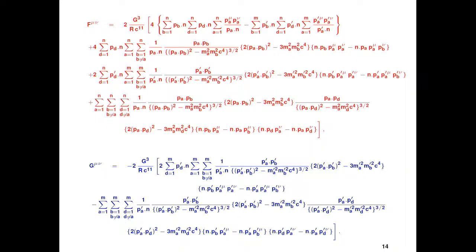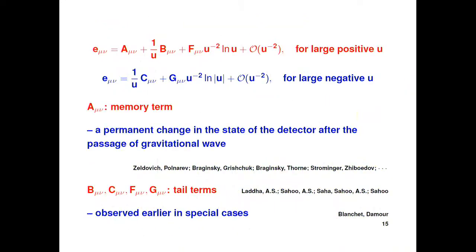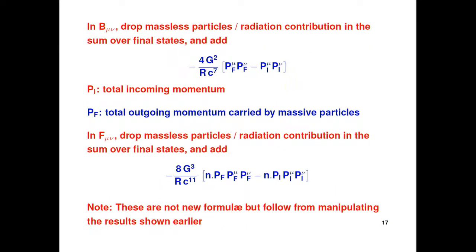Now of course you will make an error, but it seems that there is a simple way to compensate for this error, and that is this. Then you drop the massless particle or radiation contribution in the final state, and you just add a term like this, where Pi is the total incoming momentum and Pf is the total outgoing momentum, but carried only by the massive particles. So Pi and Pf are not the same in general, because total momentum is conserved, but the momentum carried by the massive particles is not conserved. So you just add this term and drop all massless final state particles and you get the same result.